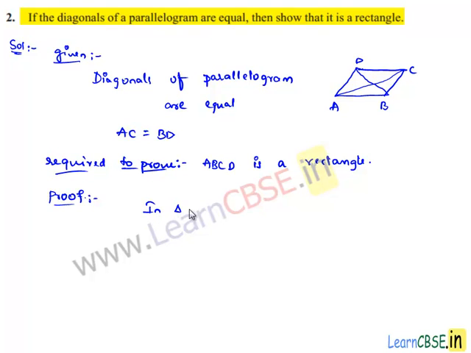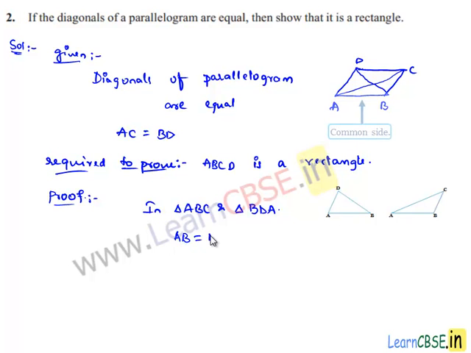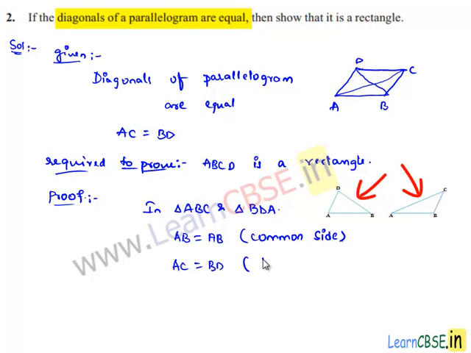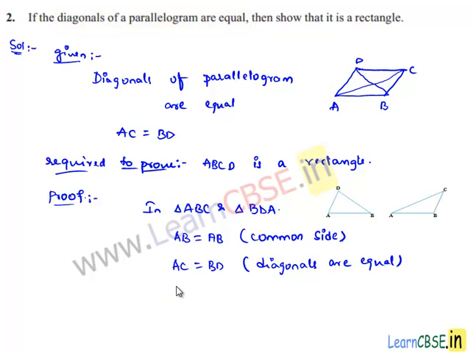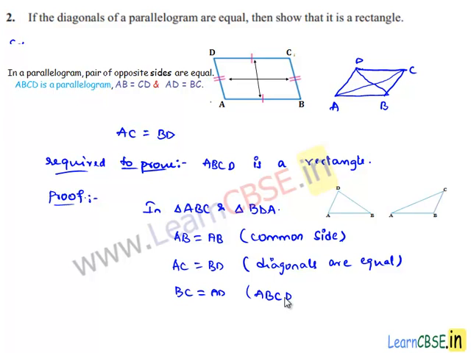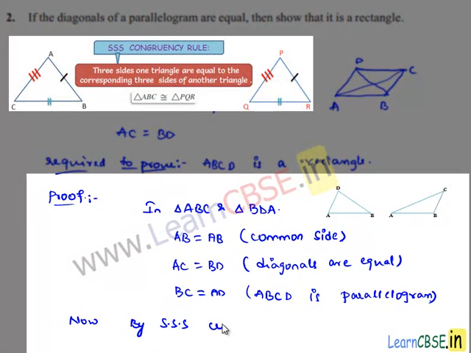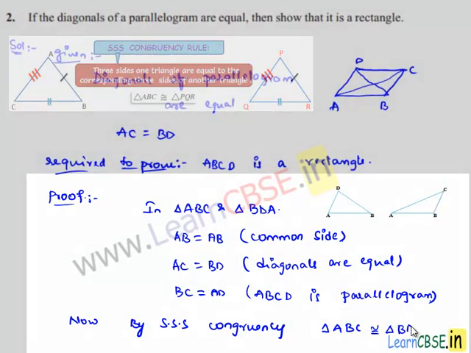Now let us consider both the triangles, that is triangle ABC and triangle BDA. Let us note down the similarities. AB is equal to AB since it is a common side, and also AC is equal to BD since it is given that the diagonals are equal. Also we get BC is equal to AD, as in a parallelogram we know that opposite sides are equal. Now by SSS congruency we can say that triangle ABC is congruent to triangle BDA.